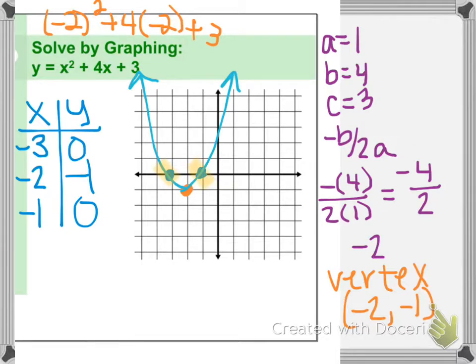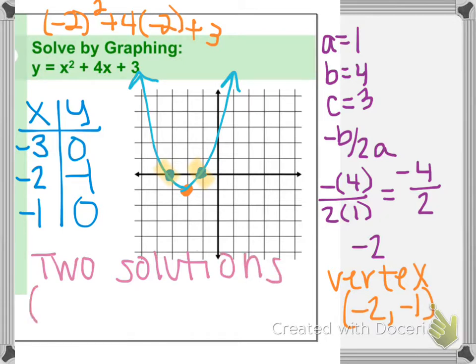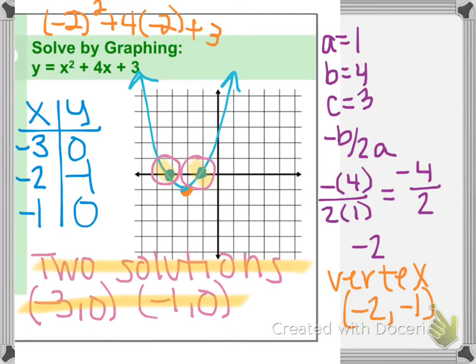This parabola has 2 solutions because it crosses the axis in 2 places, and those solutions we know exactly are -3, 0 and -1, 0. And we found those by graphing. You start with the vertex and then you move on from there, something above your vertex and something below it. That is what you're going to be doing on your assignment. You need to start by finding the vertex, and from there you find 2 points.